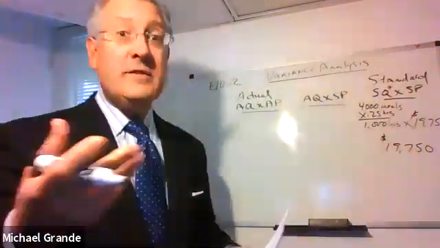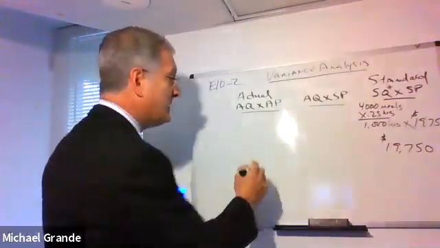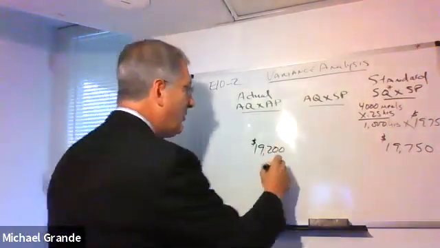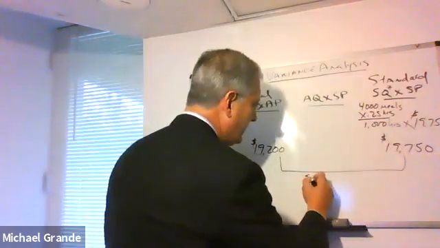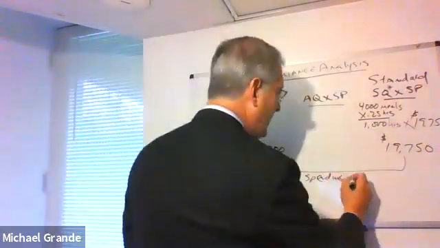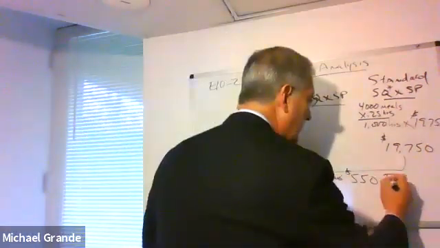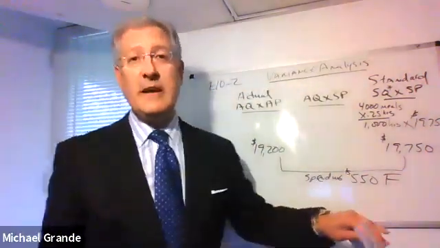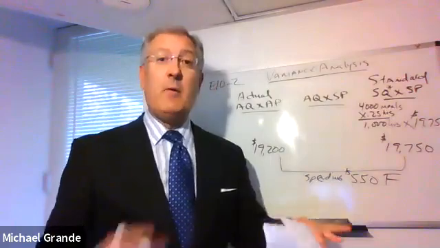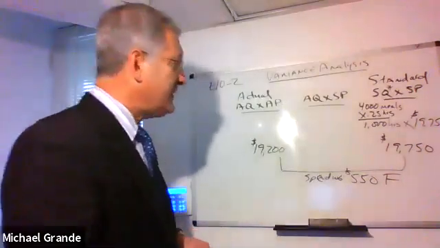$19,750. What did they actually pay? Well, they actually paid, as they said, $19,200. For an overall variance, your spending variance of $550, and that is favorable, right? They should have spent $19,750. They actually spent $19,200. Favorable variance. But once again, you're interested in the rate and efficiency variances.